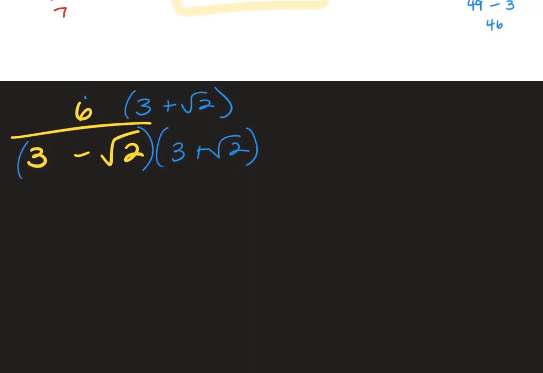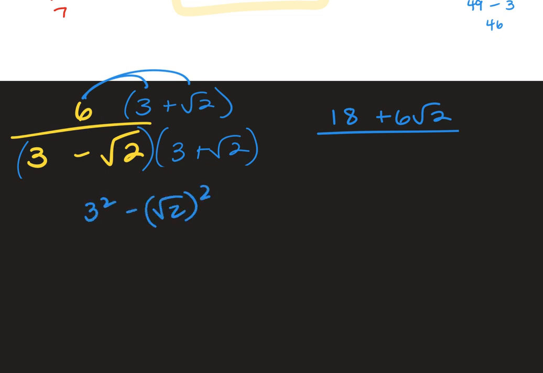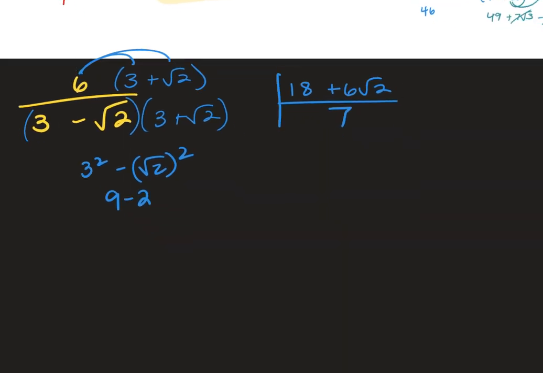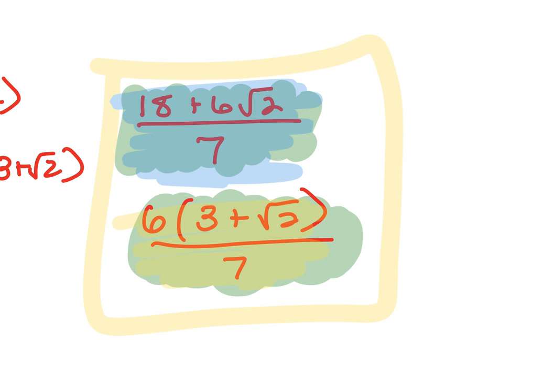In the numerator, 6 times 3 is 18. 6 times 2, positive 6 root 2. Or 6 times root 2. In the denominator, shortcut would be 3 squared minus the square root of 2 squared. 9 minus 2, which is 7. And then that gets left just as it is because it can't be simplified. That's the answer, right?